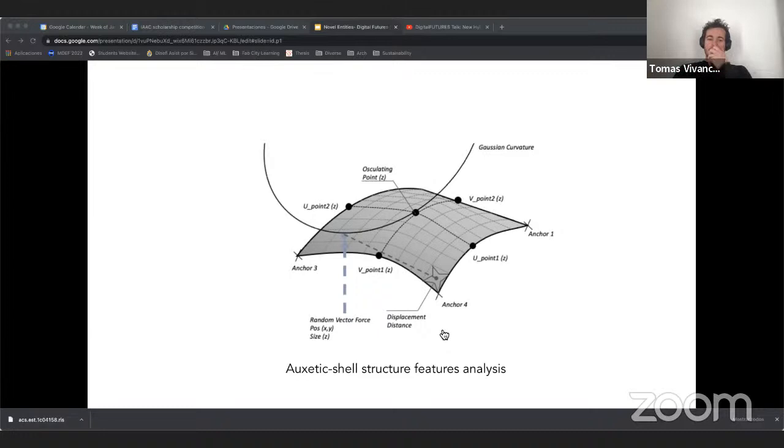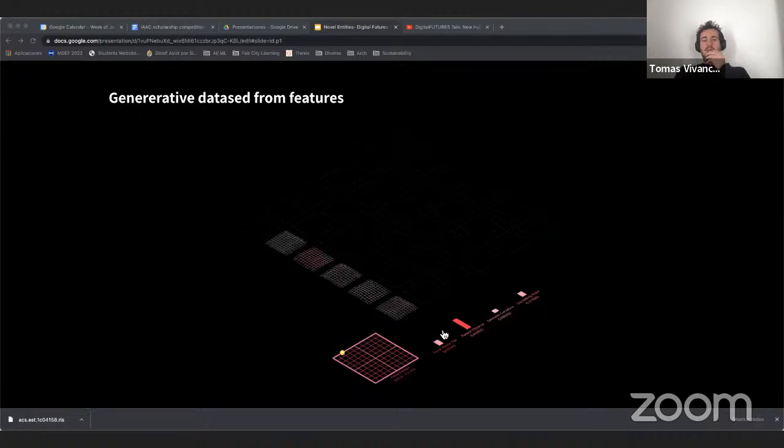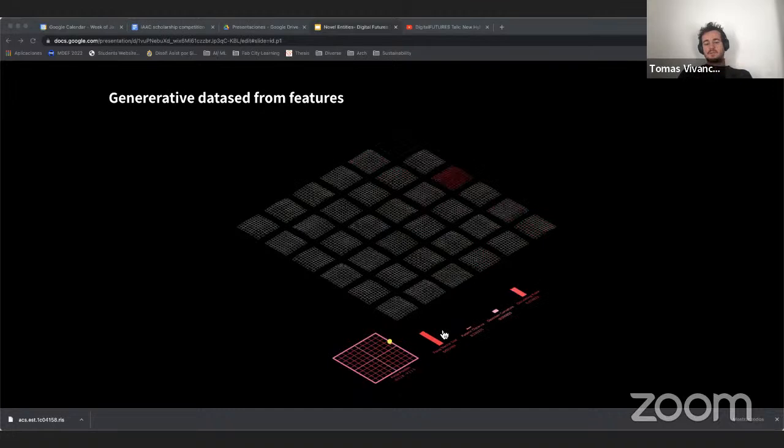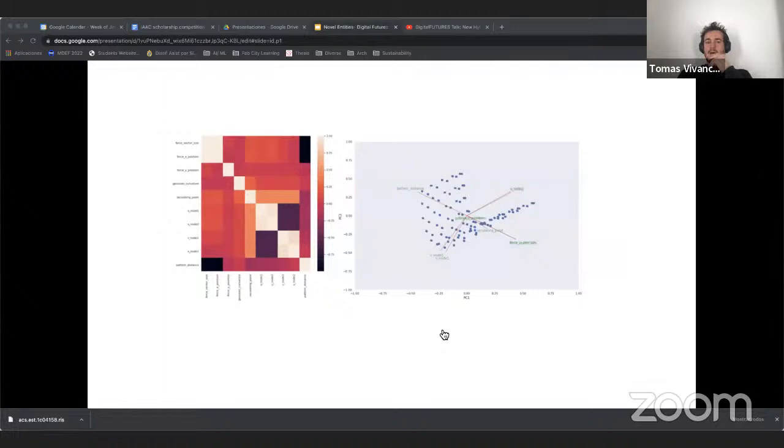And from that, we created a generative data set of more than 2,000 different data per each one of the six features. So from that digital prototypes, we train a regression model, and we understood which are the correlation principles between all the material variables in order to understand and to remake the geometry in an inductive way.